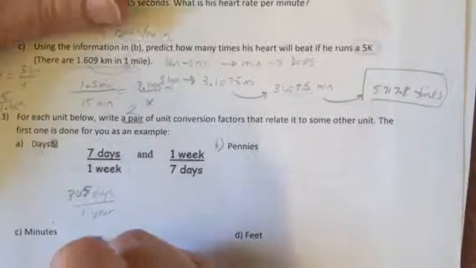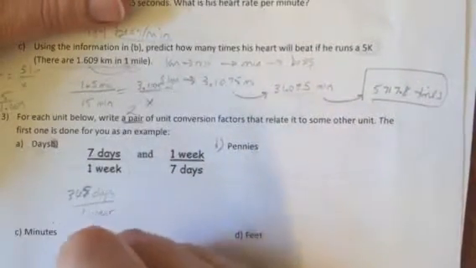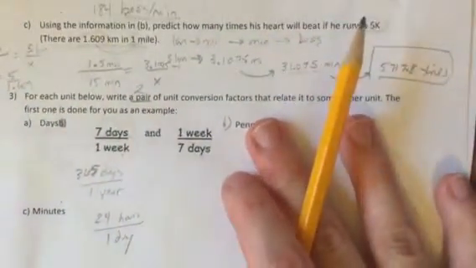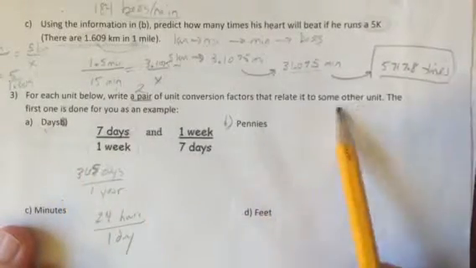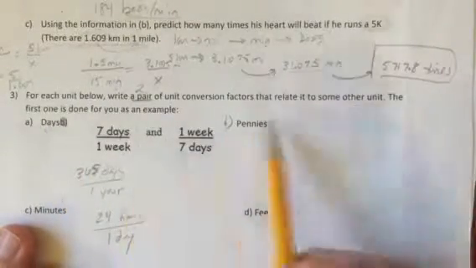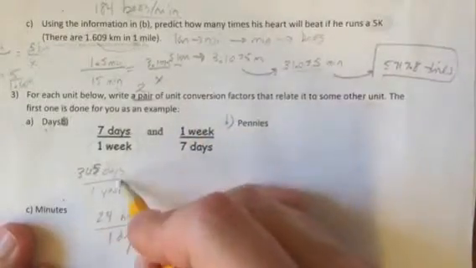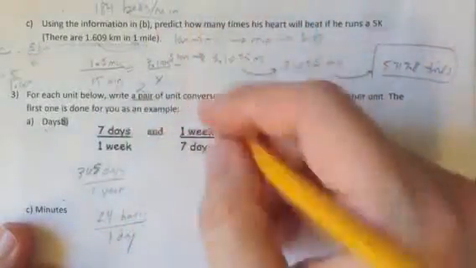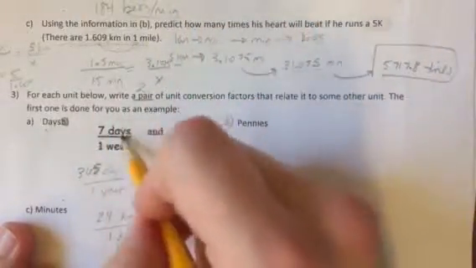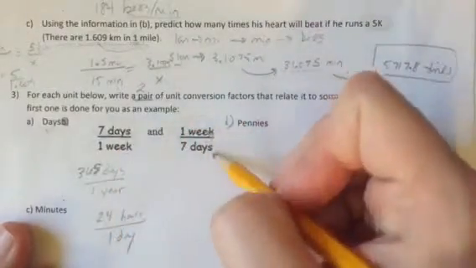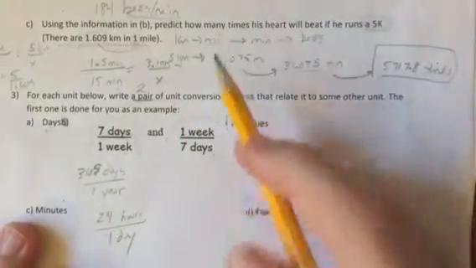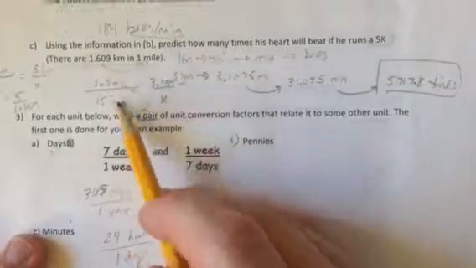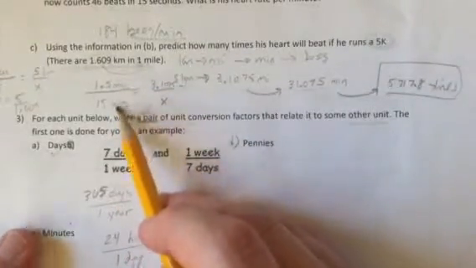You could have written 24 hours in 1 day. It doesn't really matter what you choose. You just need to relate days to some other unit, right? But then when they say they want a pair, they also are wanting you to show that you understand that it doesn't really matter whether you write 7 days in 1 week or 1 week in 7 days. It is why it's important for you to put your units though.